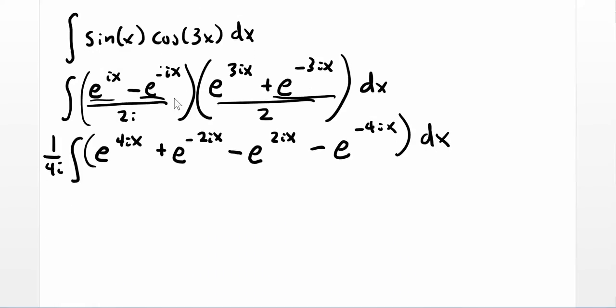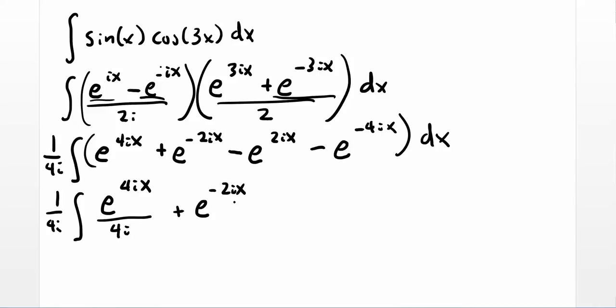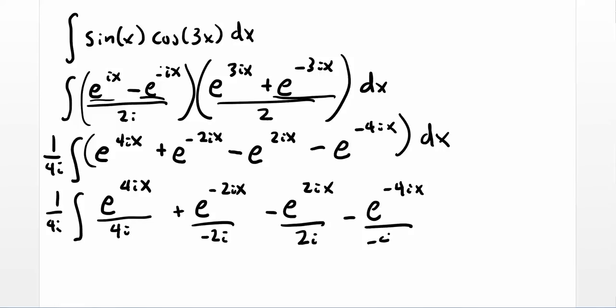Now that we have the terms expanded into a linear combination of terms, we can integrate them term by term, remembering our shortcut for integrating linear functions, or functions containing linear functions. So this becomes e to the 4ix, you divide by the constant, which is 4i. Same thing here, plus e to the negative 2ix divided by negative 2i. Same thing here, minus e to the 2ix divided by 2i, minus e to the negative 4ix divided by negative 4i.